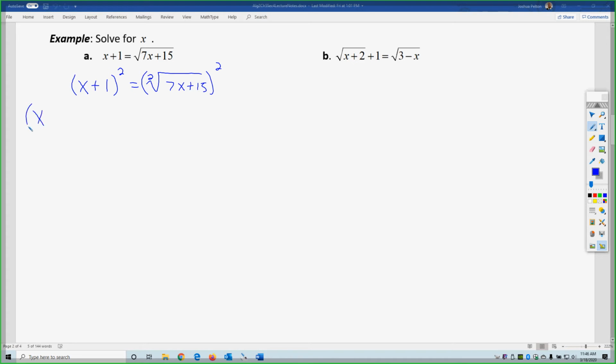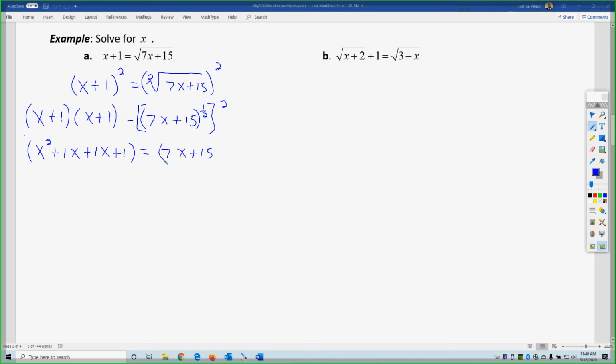So we can think of this as x plus 1 times x plus 1 on the left-hand side, because squared means multiplied by itself, right? And over here, what you really have is 7x plus 15 to the 1/2, because that's what square root is, all to the second power. So this gives us x squared plus 1x plus 1x plus 1 on the left, which equals 7x plus 15. And the power to power rule says multiply, so that's 2 over 2, which is 1. So that gives me x squared plus 2x plus 1 equals 7x plus 15.